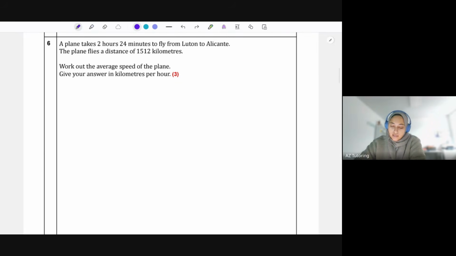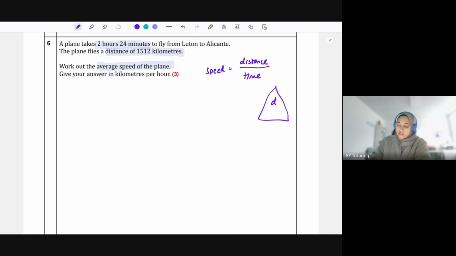Moving on to question 6. A plane takes 2 hours and 24 minutes to fly from Luton to Alicante. Well, that's not relevant, but okay. The plane flies a distance of 1,512 kilometers. So we've got distance and we've got time. Work out the average speed of the plane. So as soon as you see that, you should know speed equals distance divided by time. So you won't get given that, or you could use a triangle to figure it out as well. It's in alphabetical order, DST, so you could also cover the S and you can see speed equals distance divided by time. So we just need to plug in the numbers here.